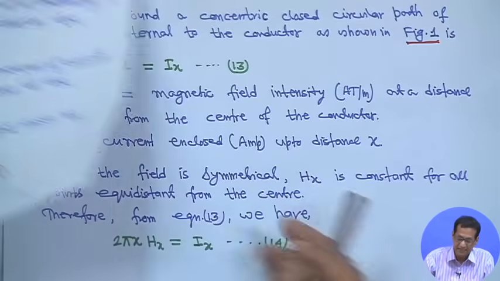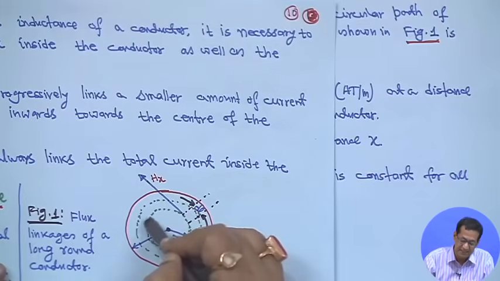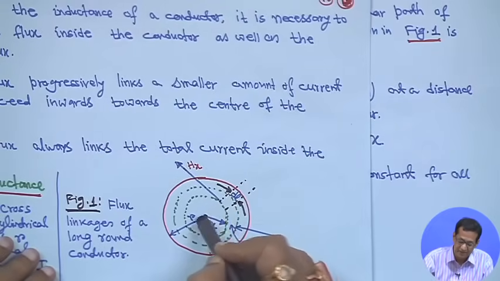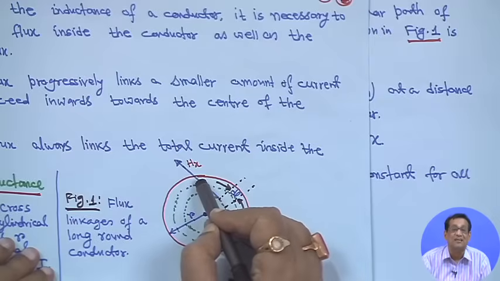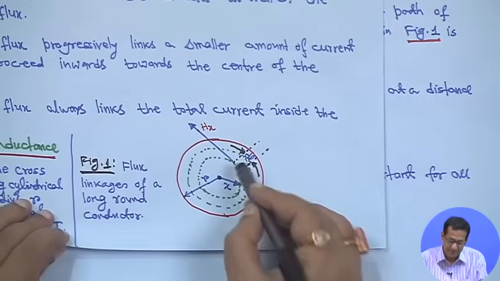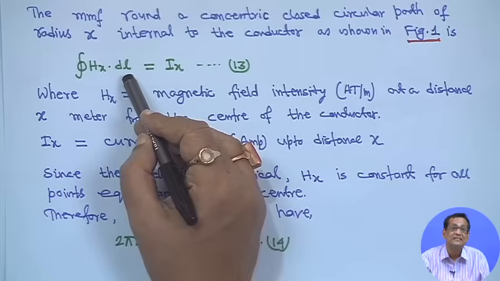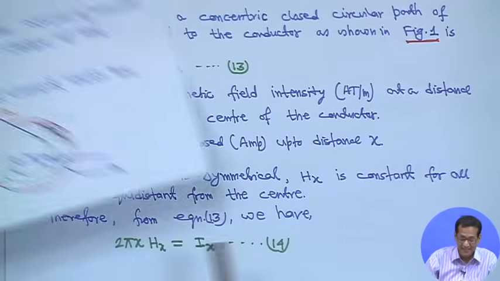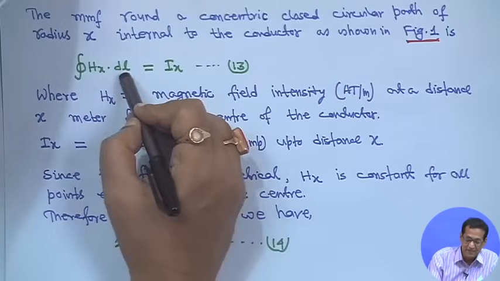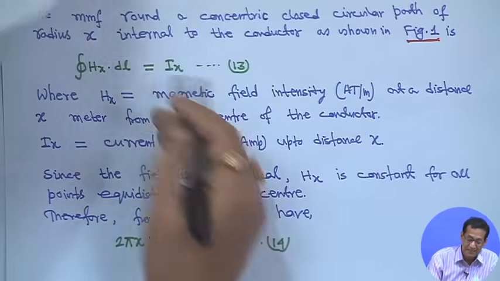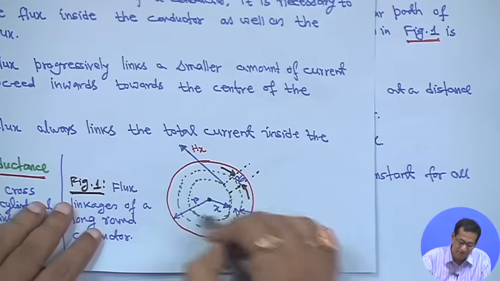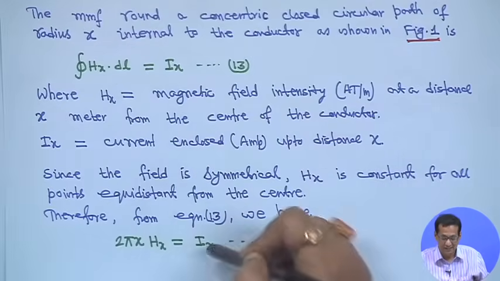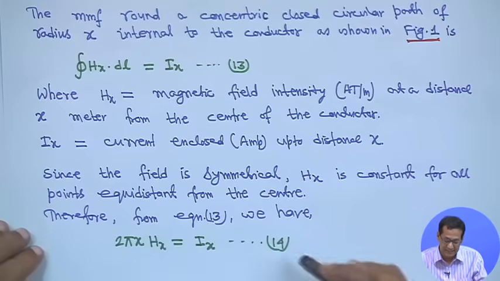Since the field is totally symmetrical, Hx is constant at every point. Hx is constant for all points equidistant from the center. As it is a circular path, everywhere Hx will remain constant. So, if Hx remains constant, the integration of dl will be the total circumference, that is 2 pi x, and Hx remains as it is. The loop integral then gives 2 pi x times Hx equal to Ix. So, this is equation 14.